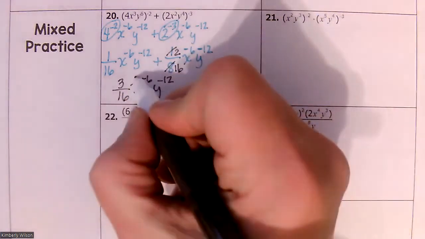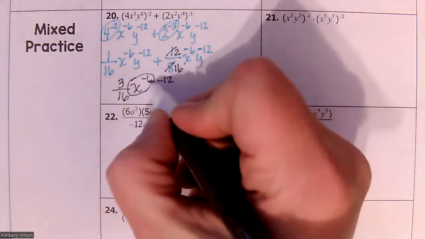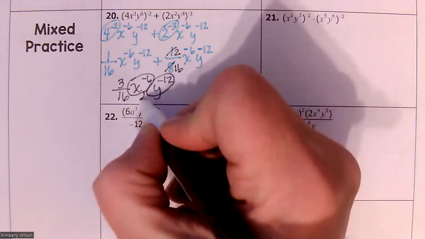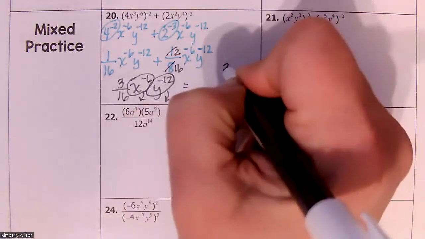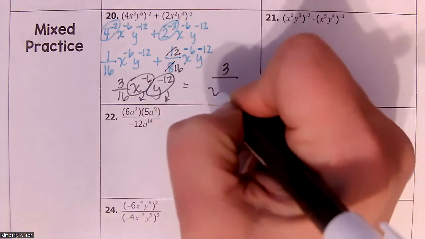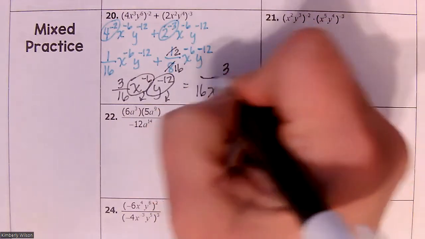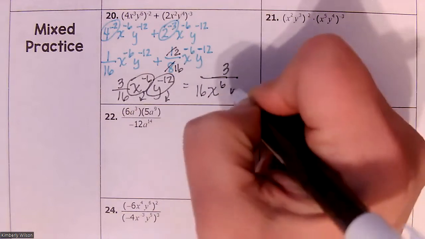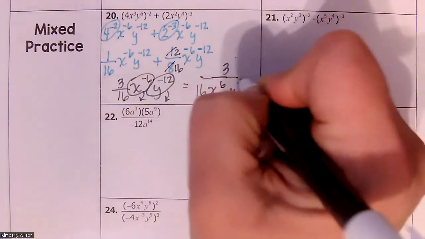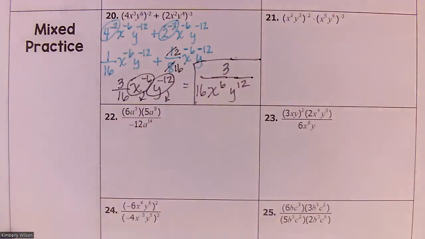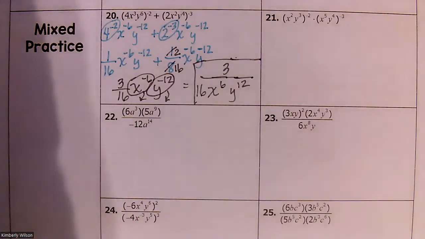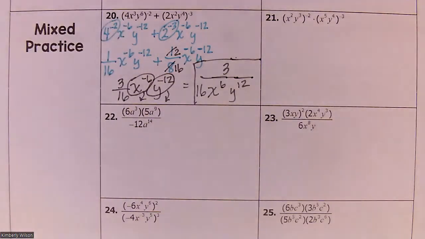Well, now, because both of these are negative, they are both moving to the denominator. So I'm going to end up with 3 over 16 x to the 6th, y to the 12th. This is the final answer. Okay, couple of more questions. 24.